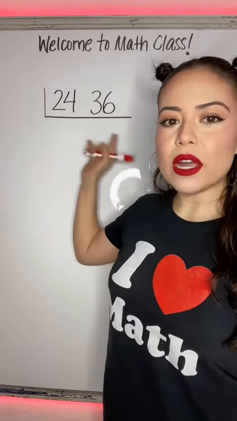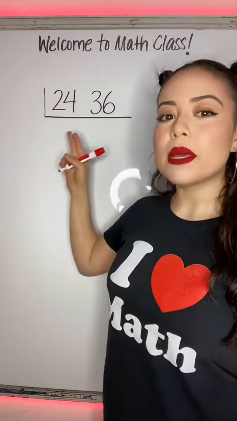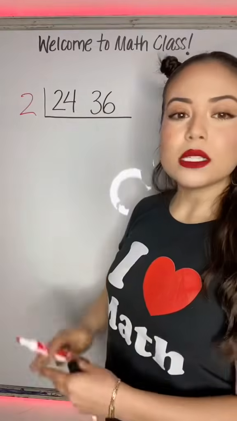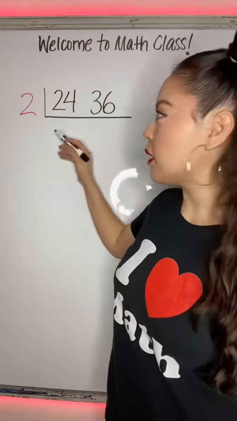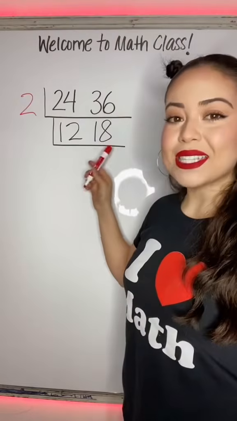So the first factor that I can think of that can go into 24 and 36 is the number 2, because both of these numbers are even, and all even numbers are divisible by 2. 24 divided by 2 is 12, and 36 divided by 2 is 18. We now have the second layer to our cake.